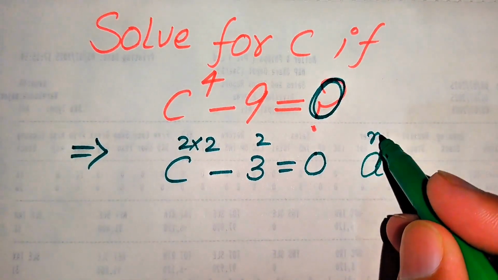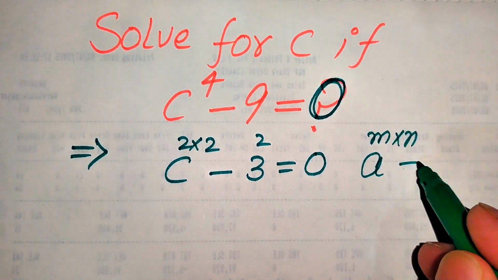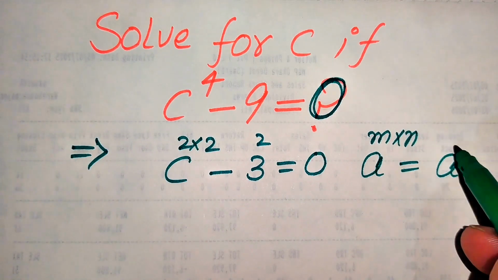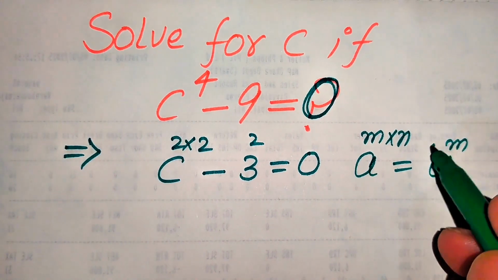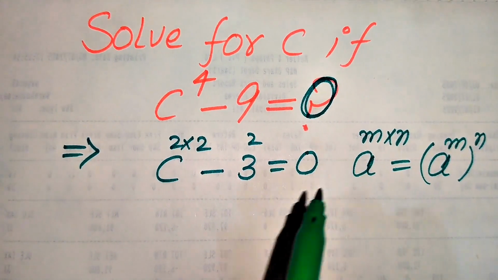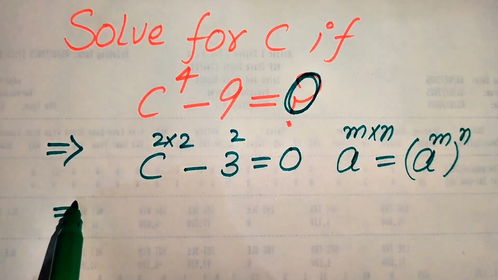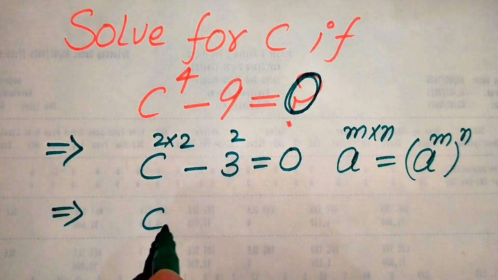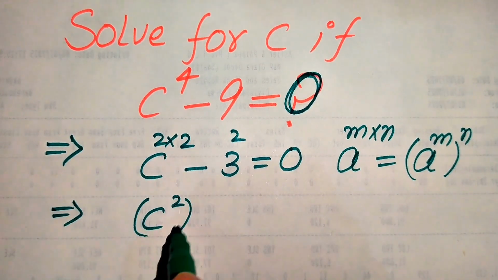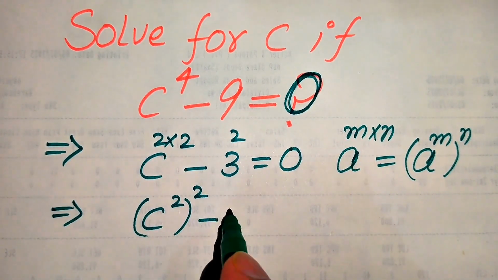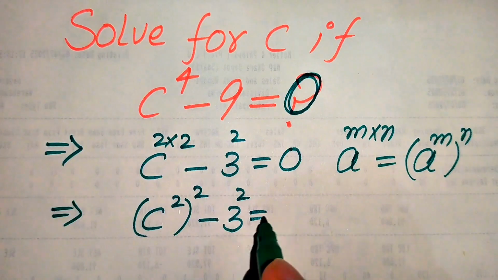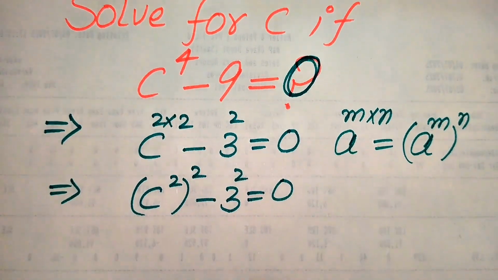You know that if we have a to the power of m multiplied by n, it is equal to a to the power of m, to the power of n. So according to this exponent law, we move this 2 inside the term and it will be written as c square, and its whole square, minus 3 square, and this whole equation equals 0.